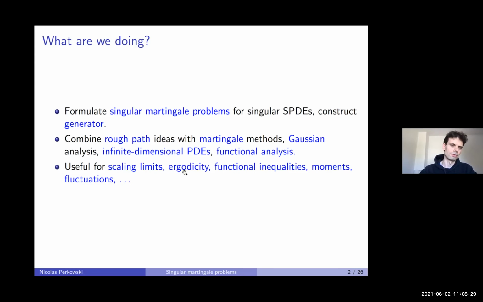But generally, what is the generator good for? You can understand ergodicity of your process from that. You can prove functional inequalities, or fluctuations of your process are also studied like that, or moments can be well described in this setting, and moments are not so easy to describe in this pathwise regime.